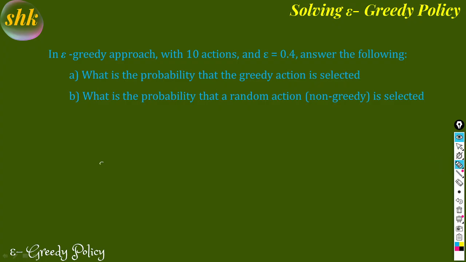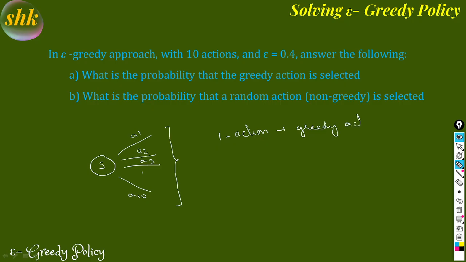Whenever we are in a particular state S, we are going to have different actions like A1, A2, A3, like this, a total of 10 actions. Out of these 10 actions, one is the greedy action, whose probability of occurrence is higher. Whereas the remaining 9 actions are random actions. We can also consider these as non-greedy actions.